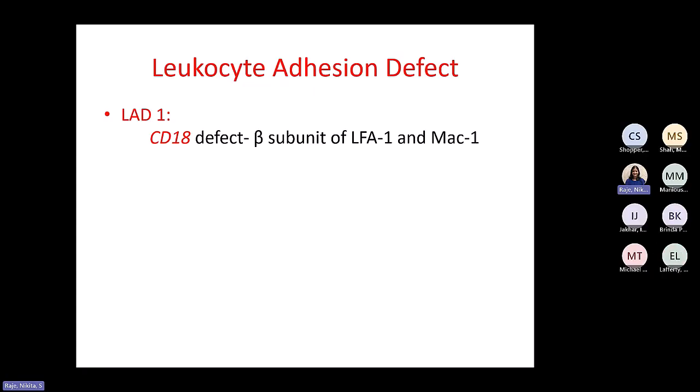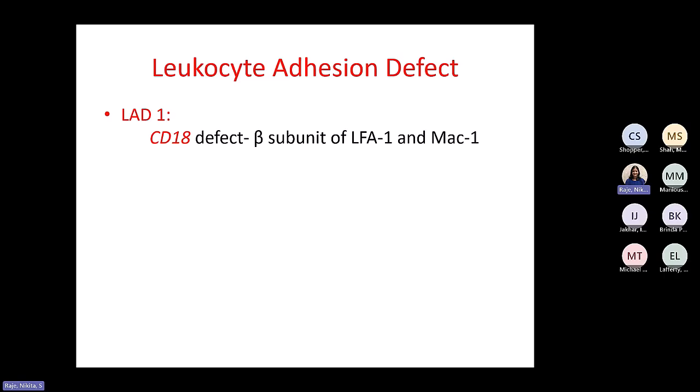Let's see what happens in LAD type 1. LAD type 1 is caused by a defect in integrin CD18. That's the beta subunit of LFA1, MAC1. MAC1 is also called CR3 or complement receptor 3, and then complement receptor 4, which is not mentioned here. But the defect itself is in the CD18. So the CD11A, B, or C might still be intact.